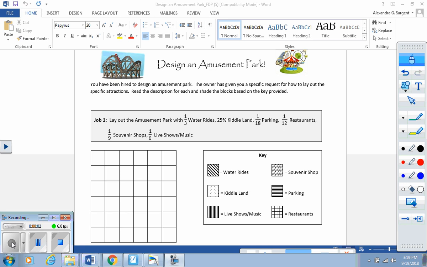Alright, today you are going to complete this design an amusement park activity worksheets. I'm going to get you started with this video, and then you are going to be expected to do the rest of them on your own. For some of you, this is going to take most of the whole block. For some of you, you might have a little bit extra time. Either way, it's going to get turned in at the end of the class period.